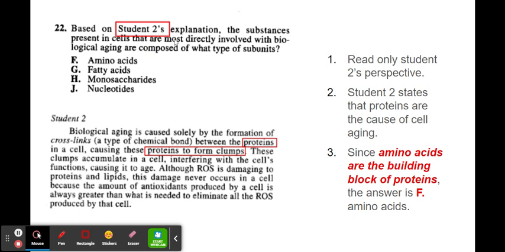The substances present in the cell most directly involved with biological aging are composed of what type of subunits? So the answer is protein. Protein's not one of our choices, so we're going to have to look at the choices that we have. And I know that amino acids are the building blocks of protein. So amino acids, F, is going to be the answer to this question.